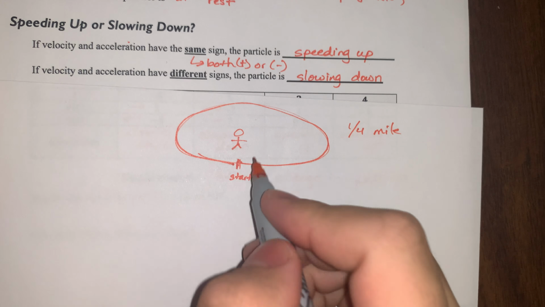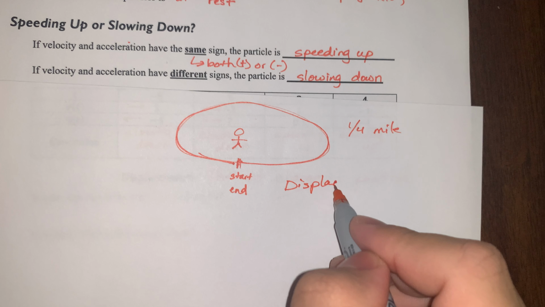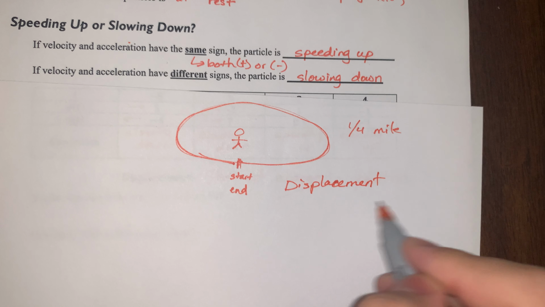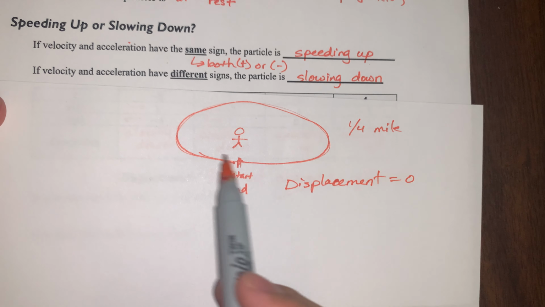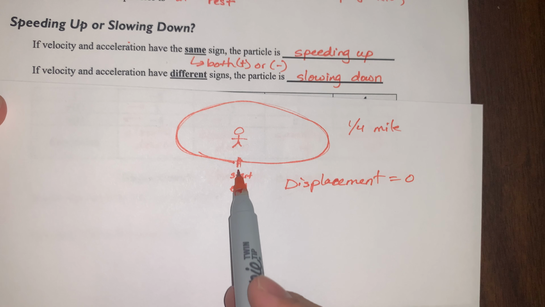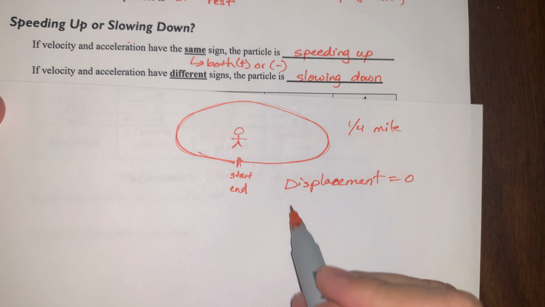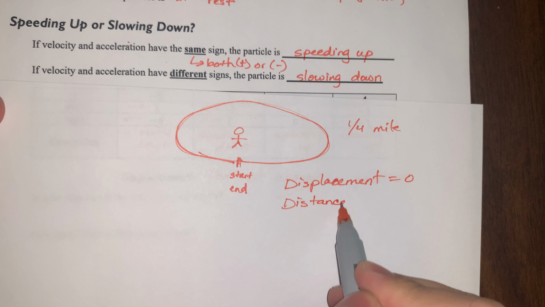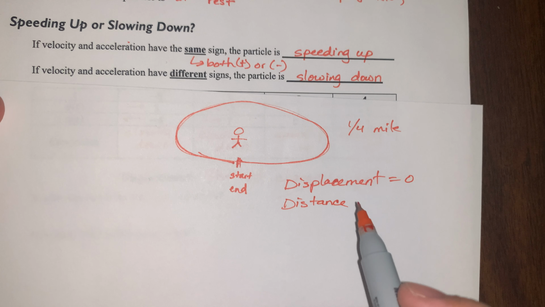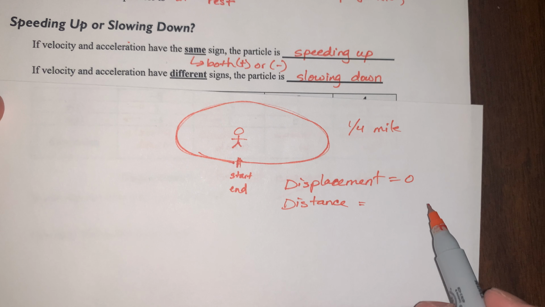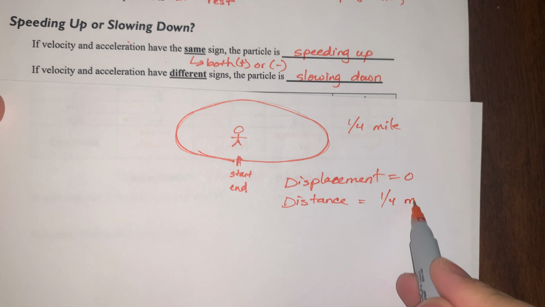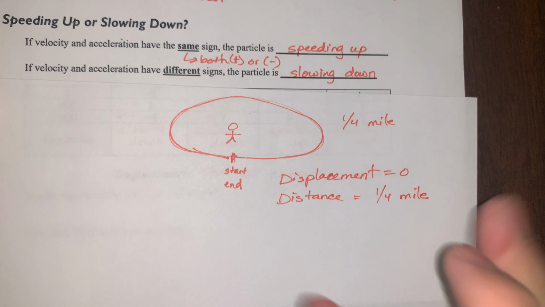Your displacement is going to be, how do you spell displacement? Displacement is going to be 0, right? Because your starting position and your ending position are at the same place. So really, at the end of the day, you didn't end up anywhere. You just went around in a big circle. Your distance, however, is essentially just going to be whatever distance you actually traveled. So in this case, it'll be a quarter of a mile. All right, so that's just a bit of a review.